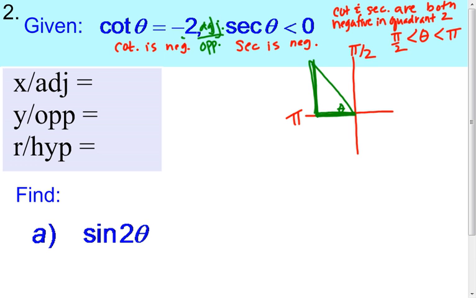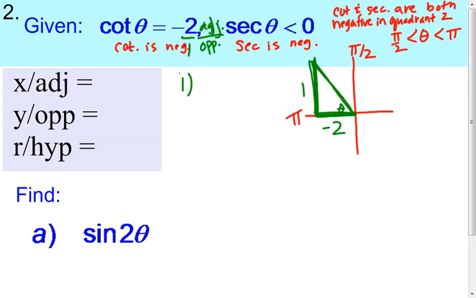Okay, the 1 is down here, so you need to think, does that negative go with the 2 or does the negative go with the 1? And because you're in quadrant 2, your x has to be the one that's negative, or your adjacent has to be the one that's negative, and your opposite, or your y, because you're moving up, has to be the one that's positive.